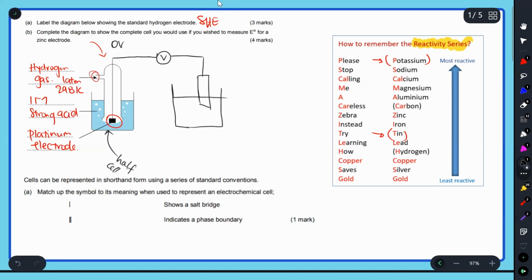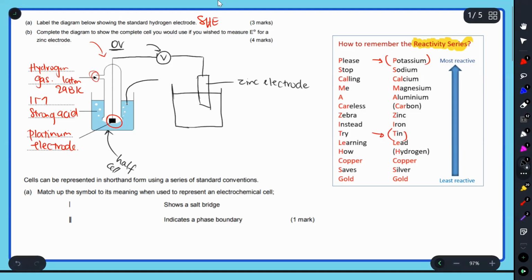That is really not the hydrogen or the standard hydrogen electrode, because the voltage or the electrode potential of the standard hydrogen electrode is 0. So every reading you get here on your voltmeter is actually the electrode potential of this electrode right here. So this is a zinc electrode. So I'll just label this as zinc electrode.